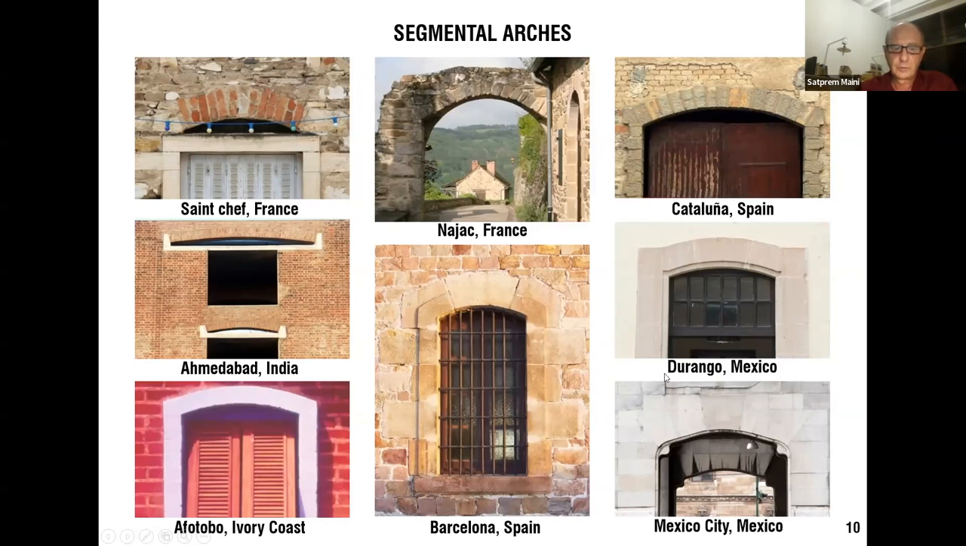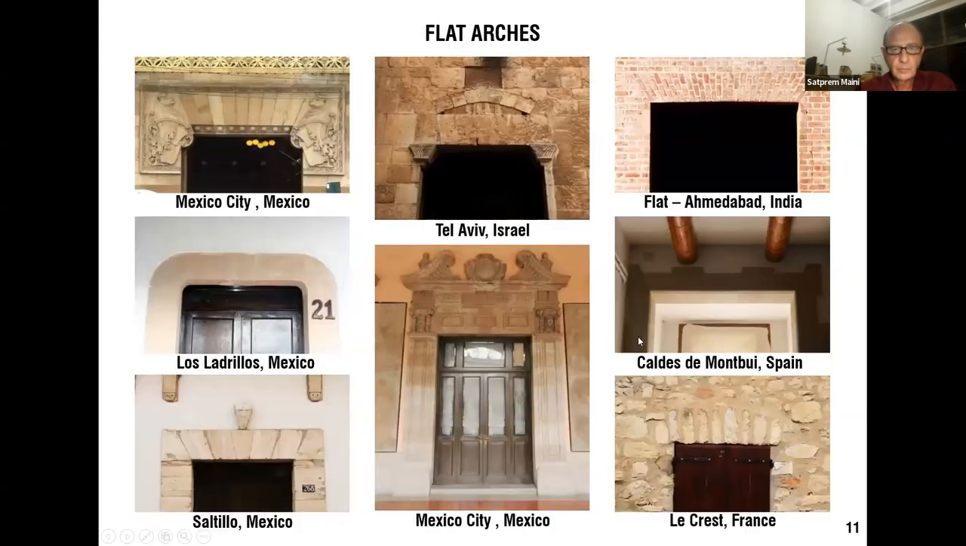Then you have flat arches. So you have always voussoirs with an angle like this. You're obliged to have voussoirs with a different angle like this. As well, it's not possible to beat it.